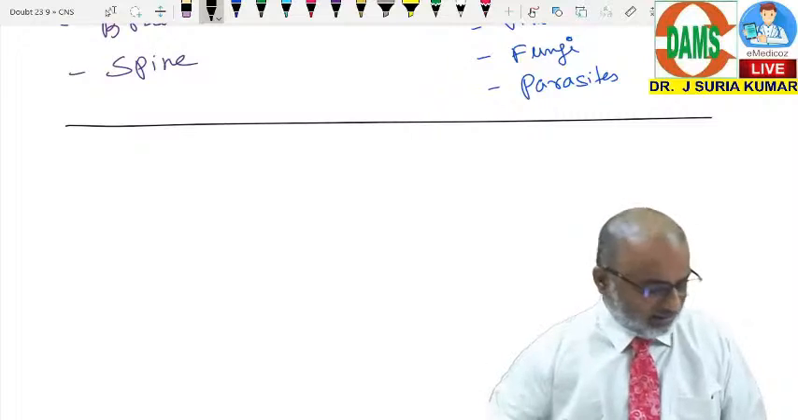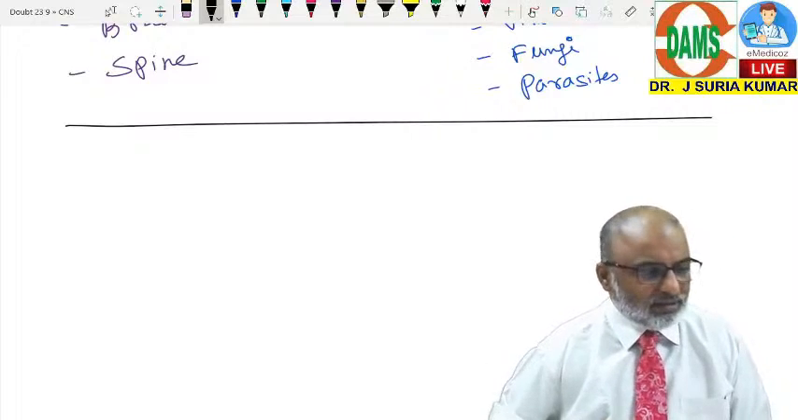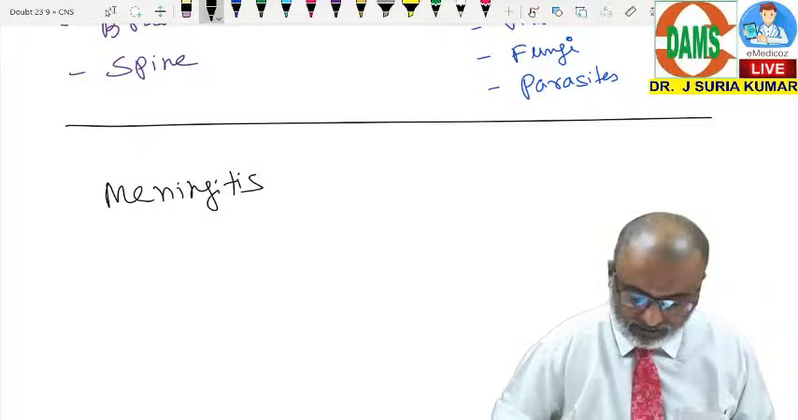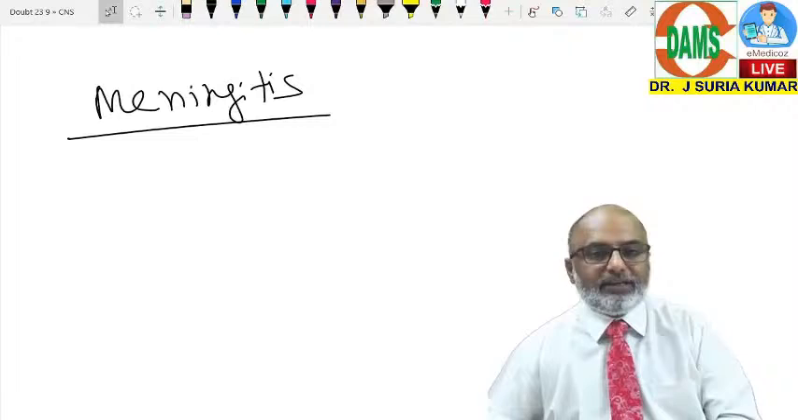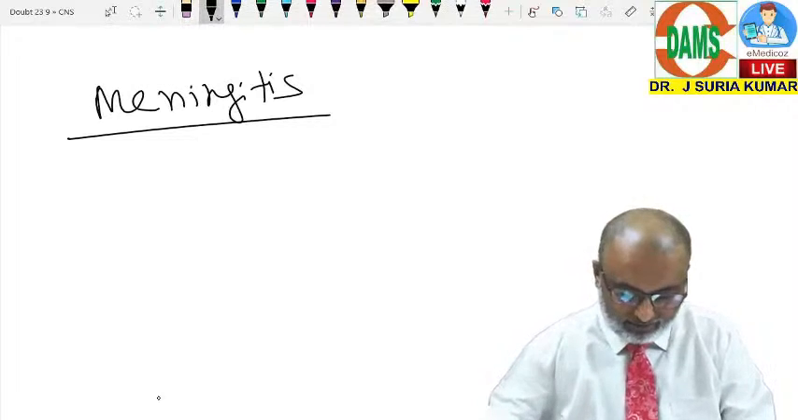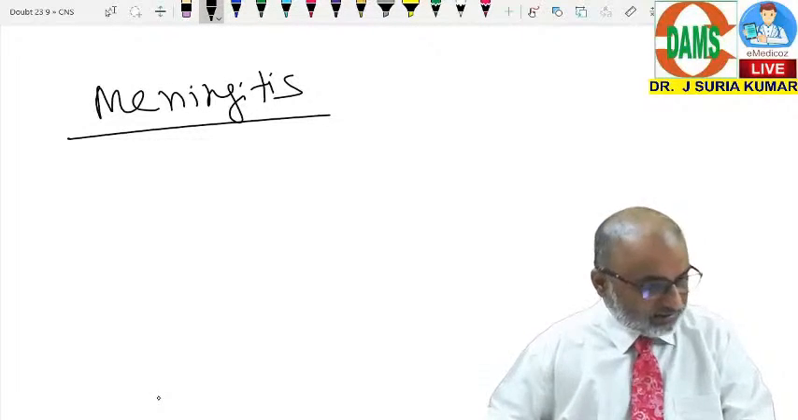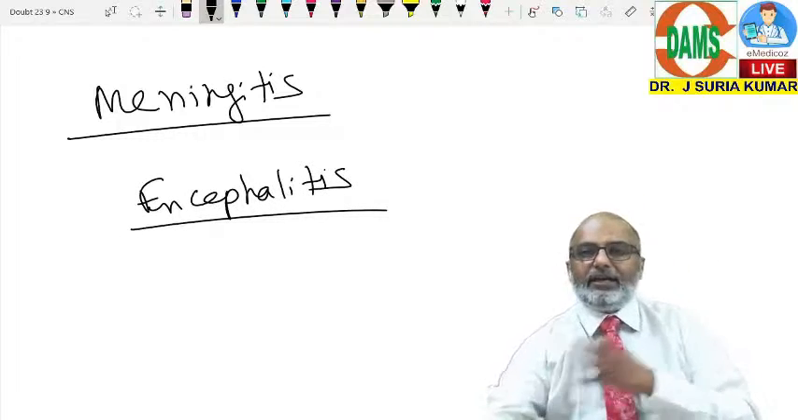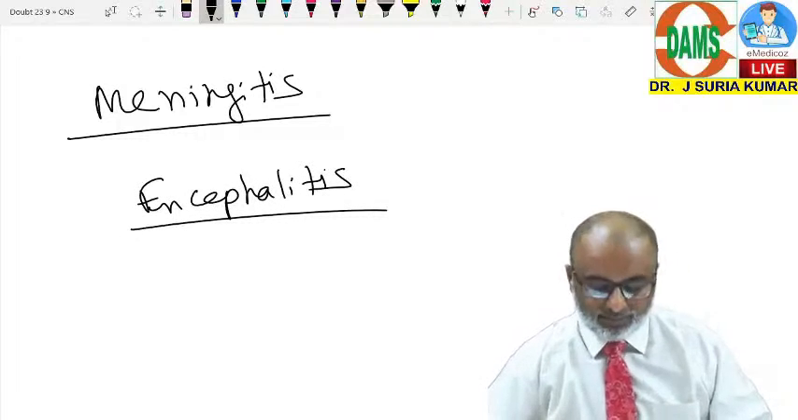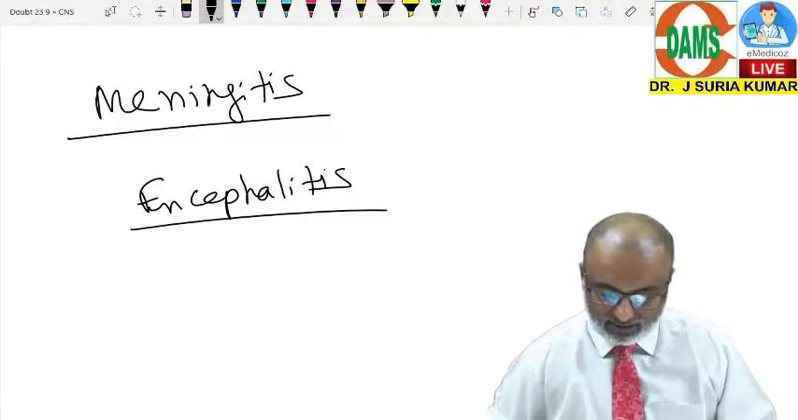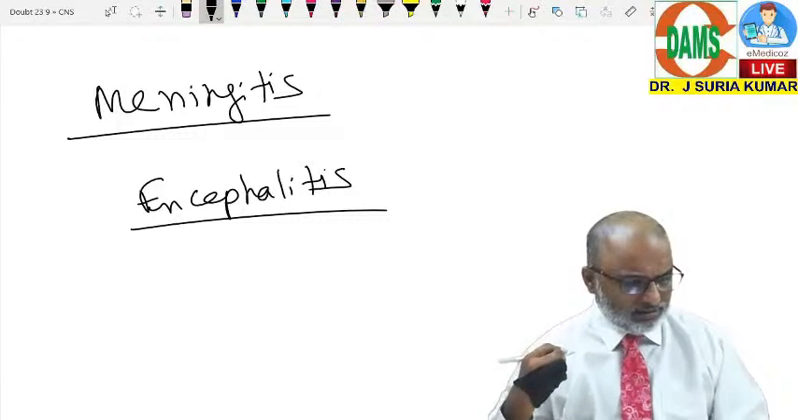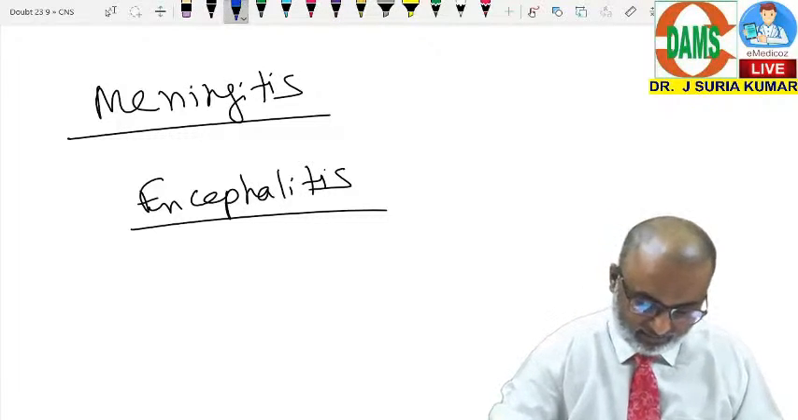Next, some definitions, some basics. One is called meningitis. Very simple. Infection in the meninges, the covering of the brain. You know that. Number two, encephalitis. It is nothing but inflammation of the brain tissue, brain parenchyma. Inflammation of the meninges, meningitis. Inflammation of the brain tissue, encephalitis. And inflammation of the spinal cord is called myelitis.